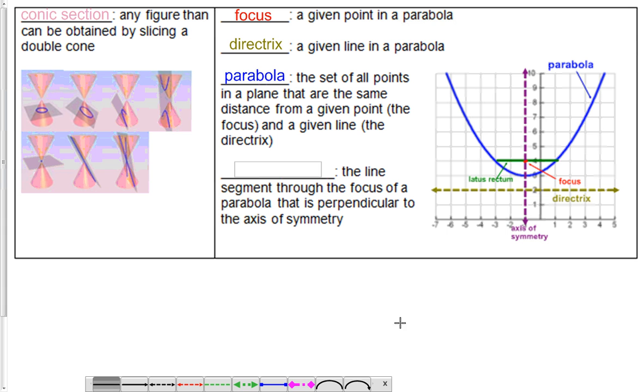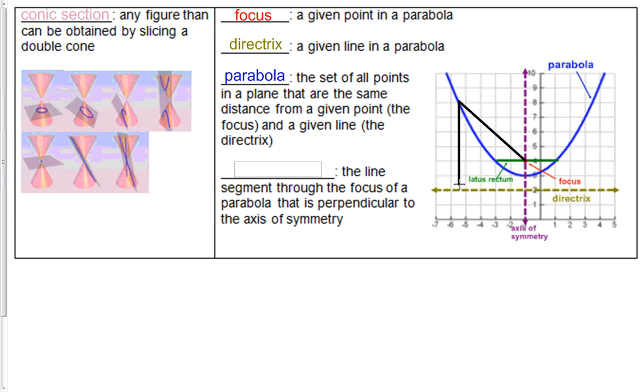For example, if we want to see the distance here from the focus to an arbitrary point, let's pick that one, and we go straight down to this directrix line, these lengths are going to be exactly the same. We can do that again over here, pick a new point, and these lengths here will be exactly the same. No matter where you pick, it's going to be exactly the same length from the focus to a point on the parabola and the directrix to a point on the parabola.